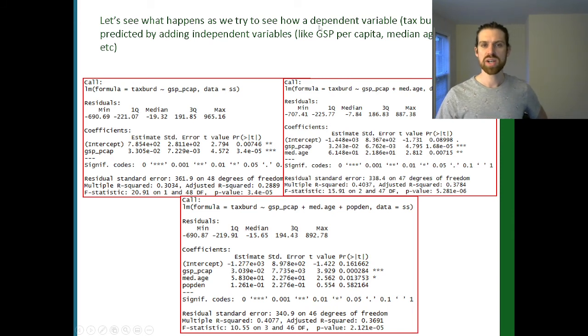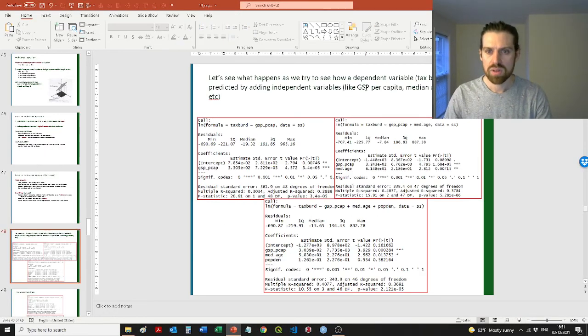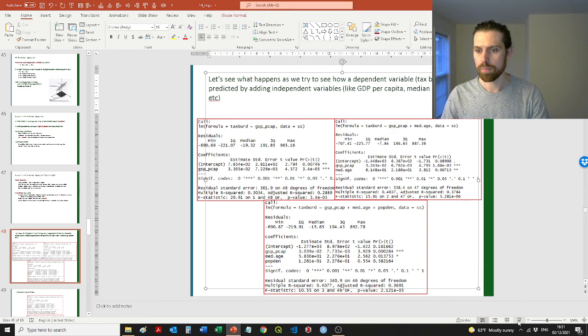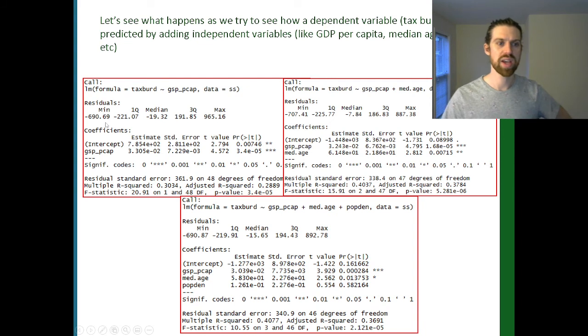So let's see what happens as we try to see how a dependent variable, tax burden, is predicted by adding independent variables like GDP per capita, median age, or density. Okay, so what we basically have here is the tax burden as the explanatory variable, then we have the GDP per capita, and the metrics here are all significant, and essentially we're getting an R squared value in this first instance of about 0.3, with an R squared value of 0.28, and then we're going to put in more values.